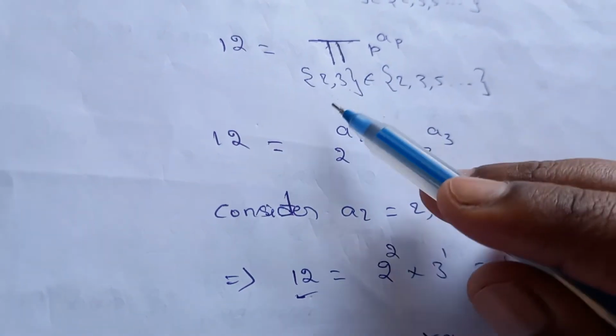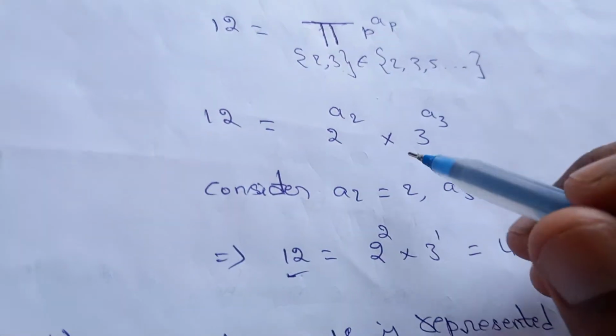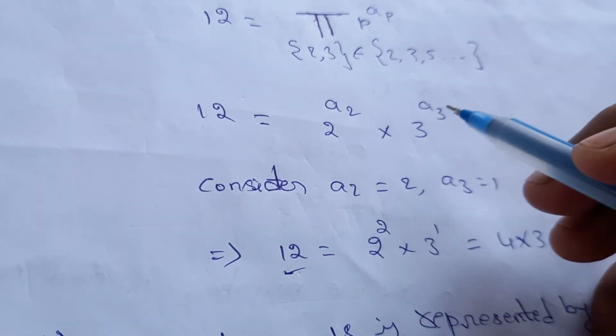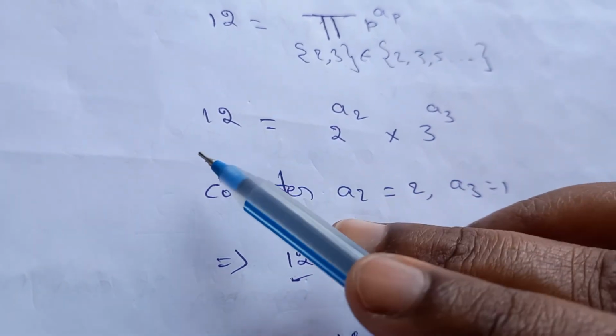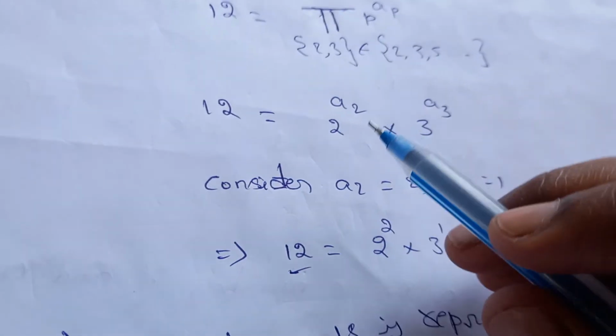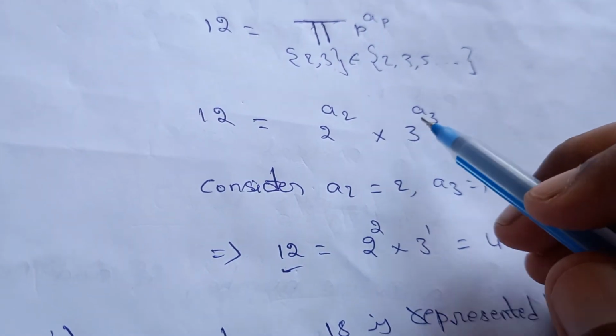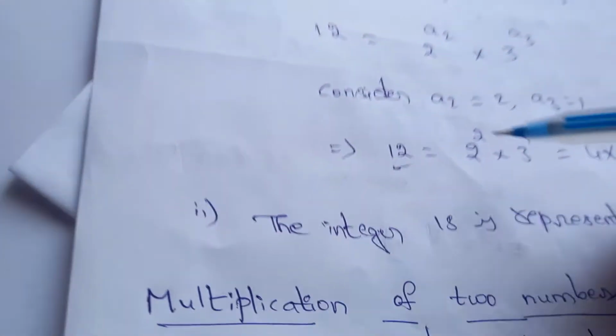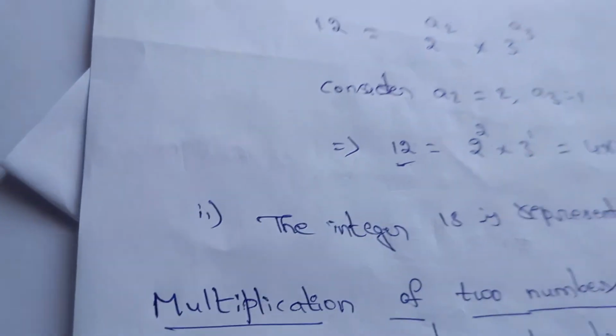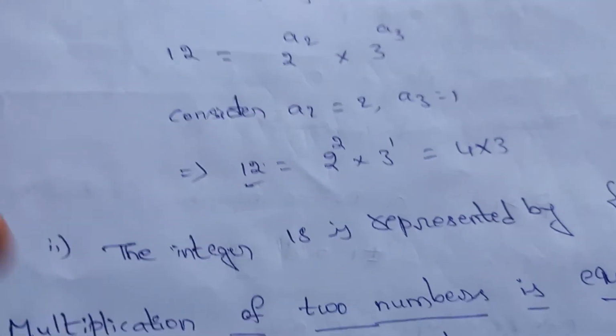So it is based on the prime number you are taking. So 2 power a_2 into 3 power a_3. So how are we getting this 12? If a_2 is 2 and a_3 is 1, then we can get the value 12. So this is the fundamental theorem of arithmetic.